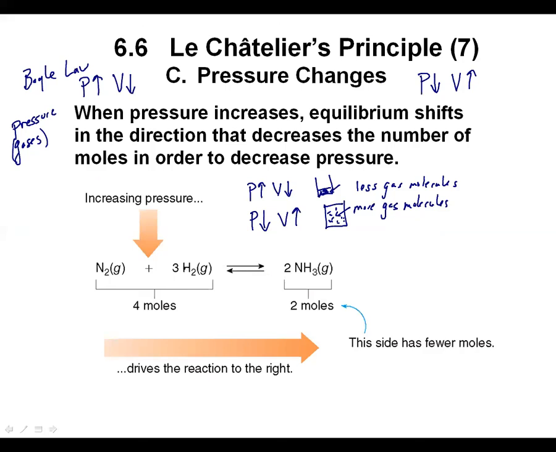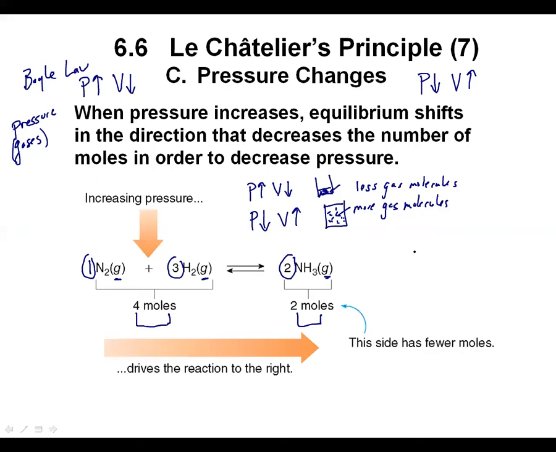So what you want to look at is the states. You want to look at everything that is gas molecules, and you can use the coefficients to add up how many you have. Coefficient here is 1. Coefficient here is 3. So on the left-hand side, in this example, we have 4 total gas molecules. On the right-hand side, the coefficient is 2, which means on the right-hand side, we have 2 gas molecules.